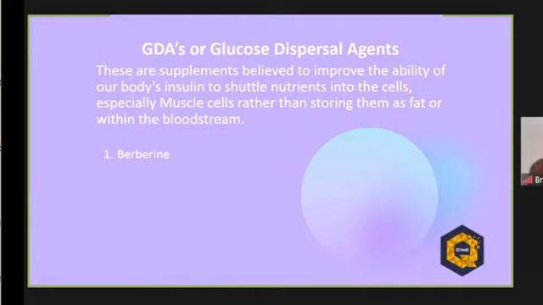Also, some people might not tolerate it well. That's where it's better to start using it at a slower dosage of maybe 300 to 500 milligrams a day, then progress to the recommended dose of 500 milligrams three times a day. But yeah, berberine is probably better than metformin, and it's the superstar of glucose disposal agents.